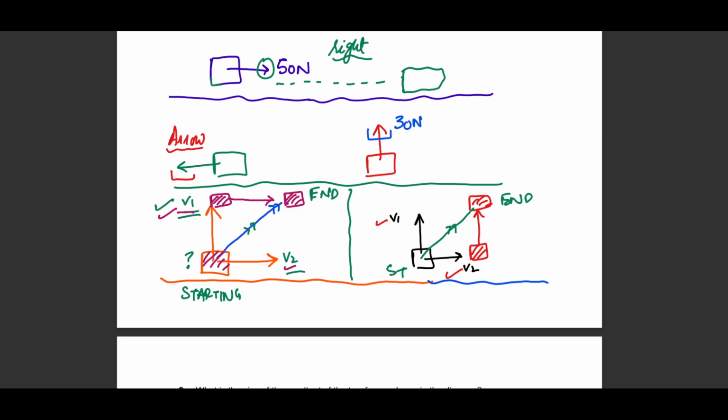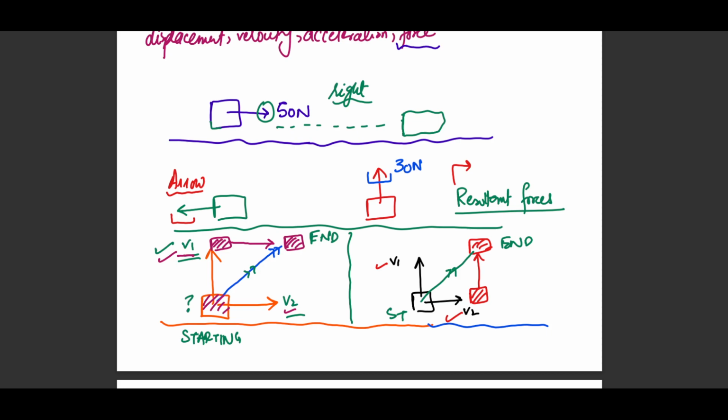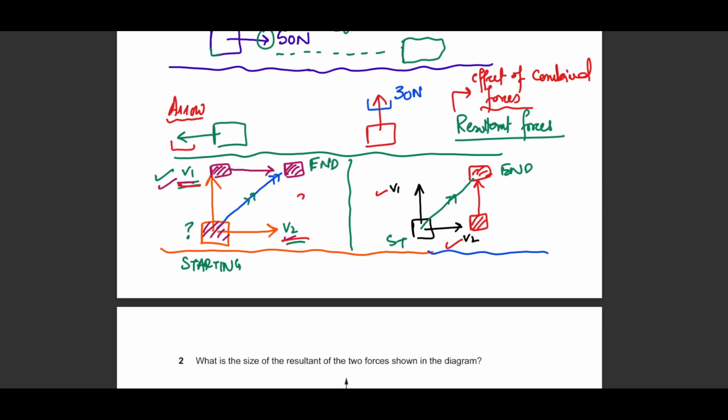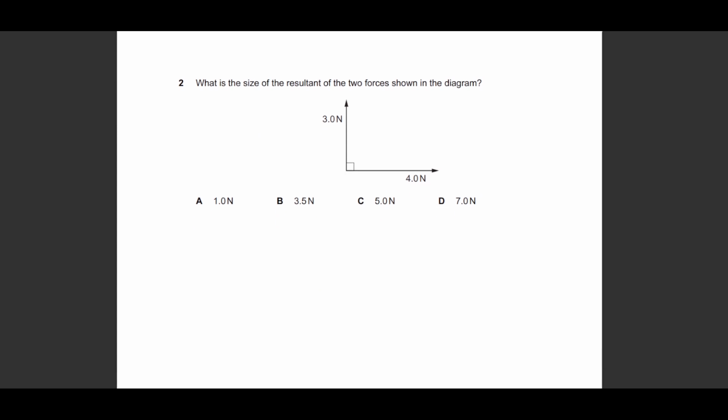Now, what we have just learned or tried to visualize is known as the resultant force. Always keep in mind that resultant is just a simple English word that tells you the effect of combined forces. So we had V1 and V2. What are they going to do to this object? Simple question. They're going to make sure that the object moves through this trajectory and eventually ends up here, right?